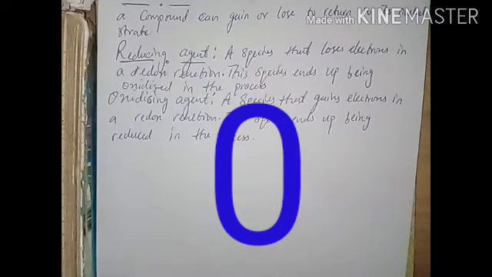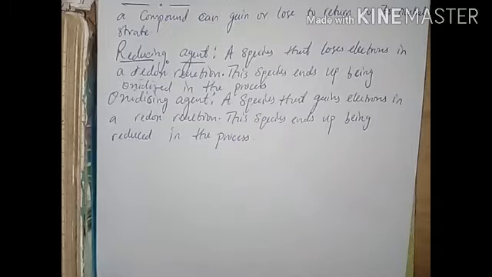Now for example, we can have something like chlorine gas. Its oxidation number is 0. It has not combined with another different atom. Oxygen gas, oxidation number is 0, not combined with another different atom. Sodium, existing in its natural state, oxidation number is 0, not combined with another atom.